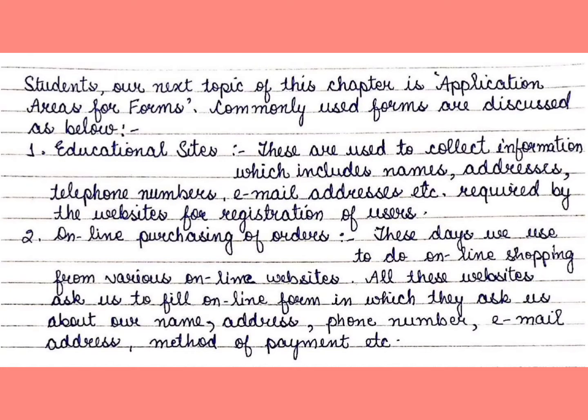Students, our next topic of this chapter is application areas for forms. Commonly used forms are discussed as below. Number 1. Educational sites. These are used to collect information which includes names, addresses, telephone numbers, email addresses, etc. required by the websites for registration of users. Number 2. Online purchasing of orders.